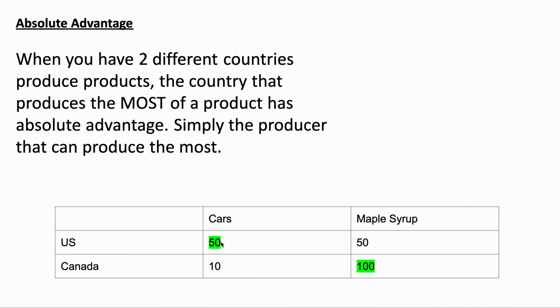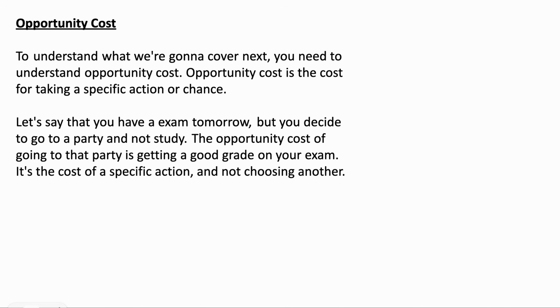Well, the United States can produce 50 cars, Canada can produce 10, so the United States has an absolute advantage in producing cars, because they can produce the most cars. Then in maple syrup, the United States can produce 50 maple syrups, Canada can produce 100, so Canada has an absolute advantage. It's fairly simple. With absolute advantage, a country can have 2 absolute advantages, they could have 0, they can have 1. It all depends. For example, the United States could produce 200 maple syrups. Then they would have 2 absolute advantages. Just here, we have 1 for each country.